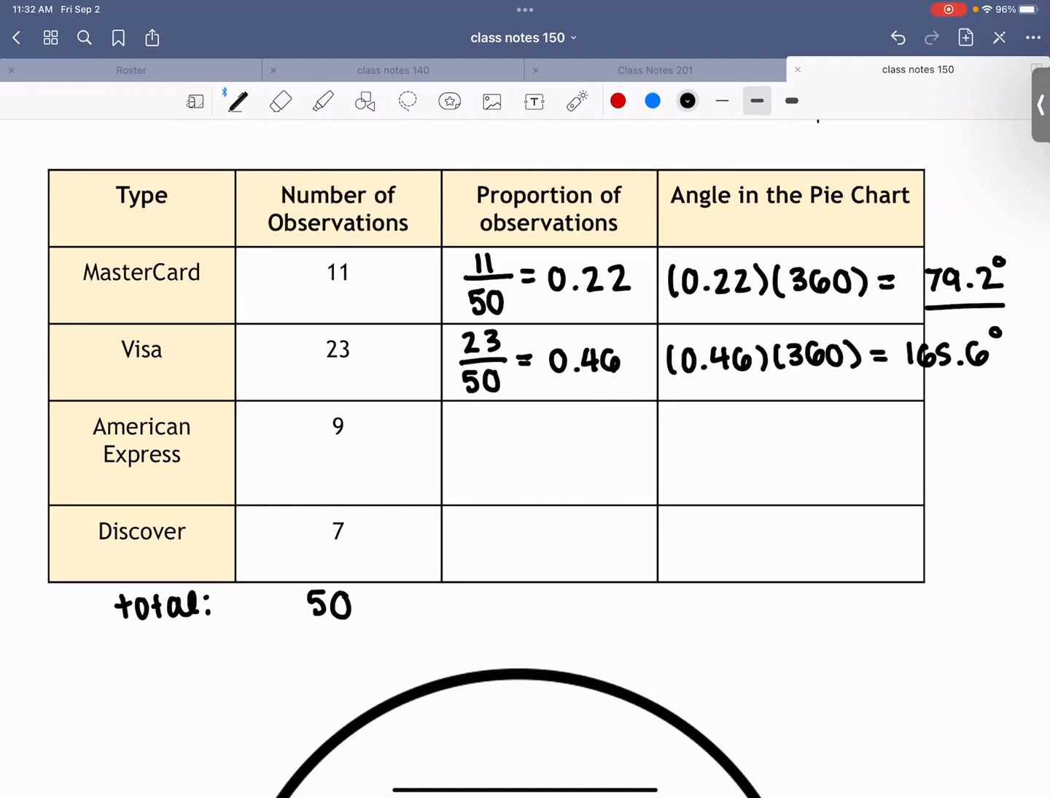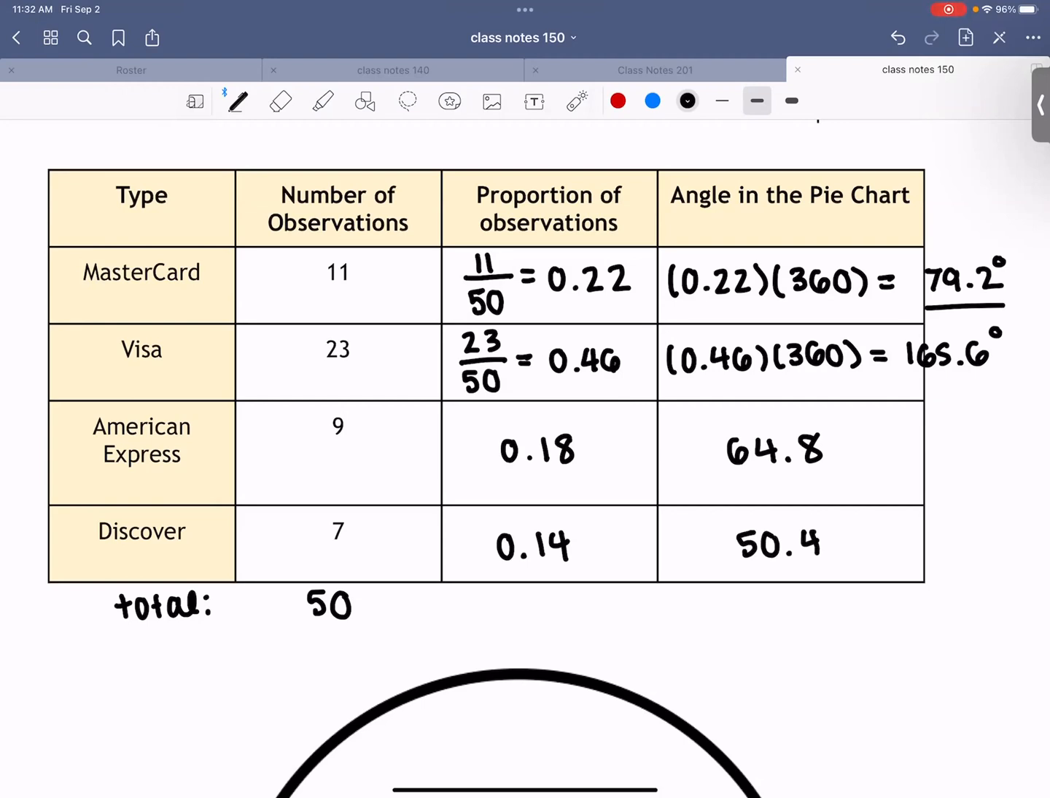Can someone tell me the number they got for the proportion for American Express? Paris? 0.18. Awesome. Everyone agree? What about the angle? Okay. What about Discover for the proportion? Valerie? All right. And the angle? 50.4. Does everyone agree with what we have here?